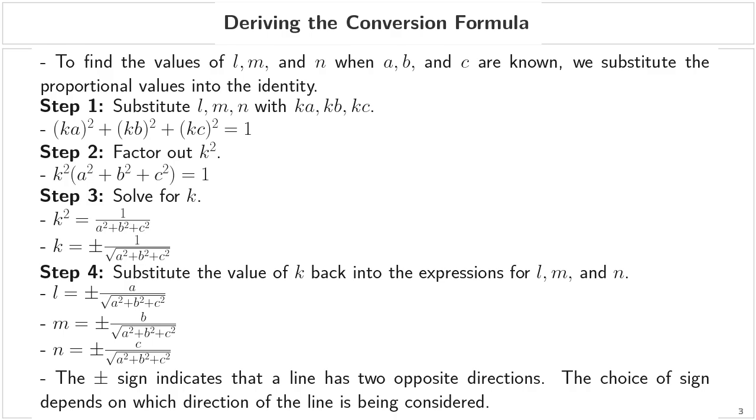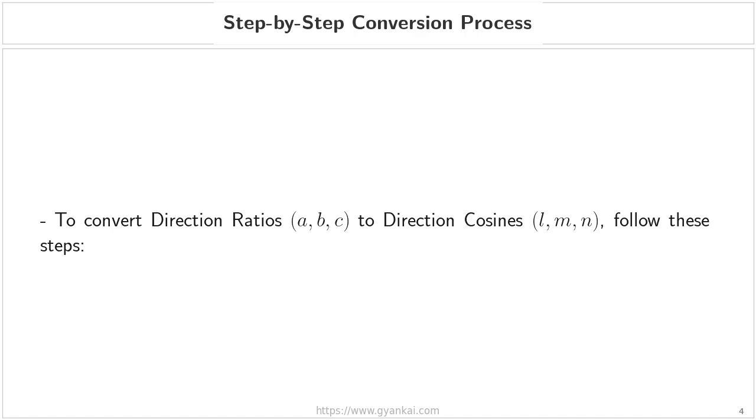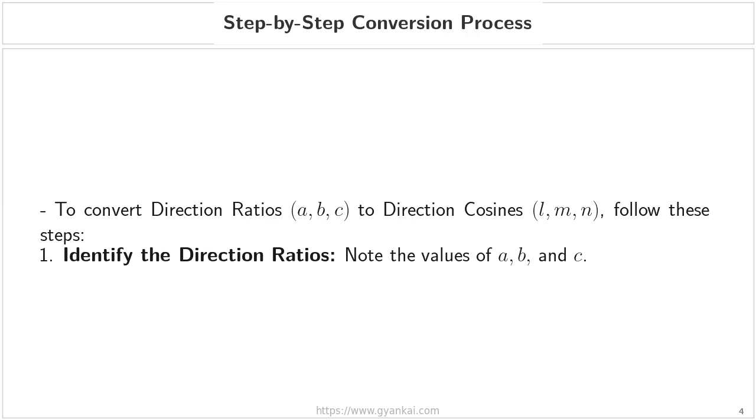Step-by-step conversion process. Now that we have seen the mathematical derivation of our formula in the previous slide, let's break this down into a practical, step-by-step algorithm that you can use every time you encounter a problem. If you follow these 4 steps, you will never get lost in the calculation. First, you need to identify the direction ratios. This simply means looking at your given values and clearly noting down what a, b, and c are. It might seem trivial, but writing them down clearly prevents simple errors later on.